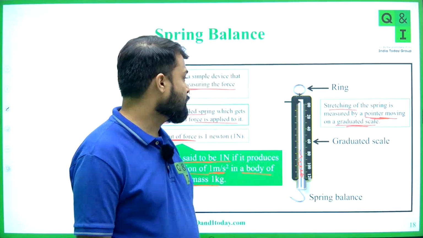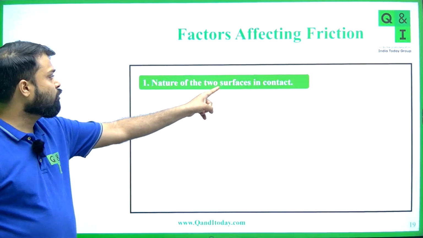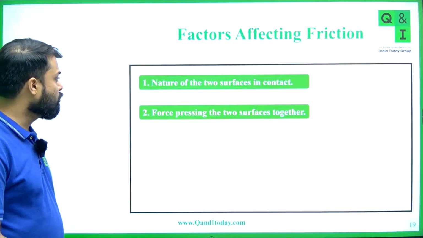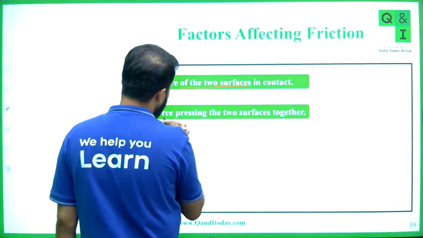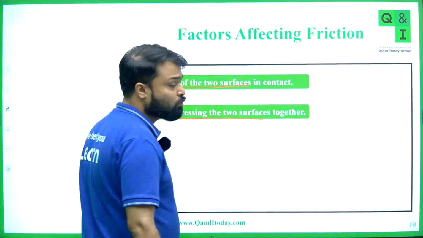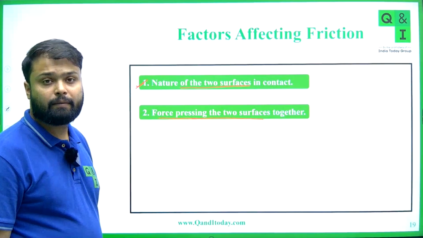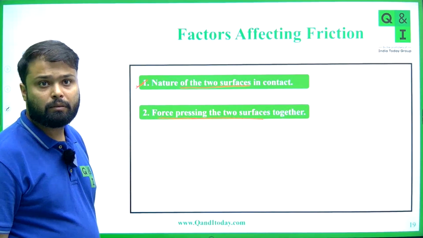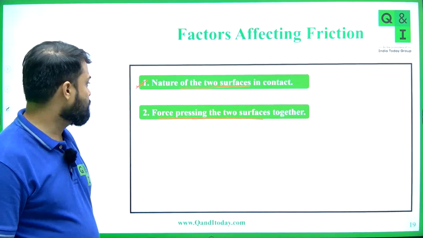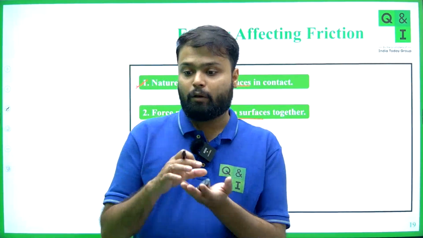Okay, very good. Now we'll see what are the factors affecting friction. First, the nature of the two surfaces in contact. Second, the force pressing the two surfaces together. Are these two points clear to everyone? Anyone having any doubt in these two? Can you explain the second point, sir? Force pressing the two surfaces together. Yes, but I already told you now.